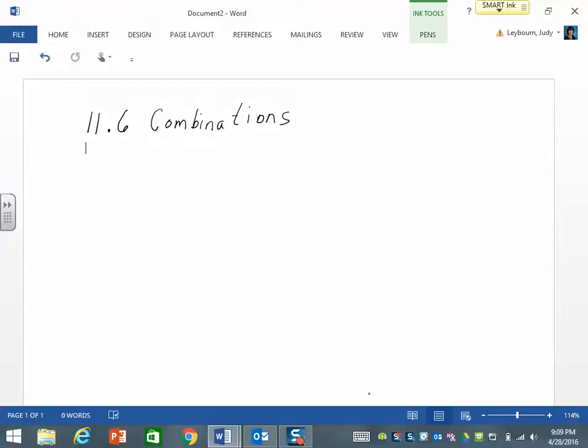This is section 11.6, Combinations. Combinations are selections from a set without regard to order. So for example, if we took the first letter of each of your first names, we have the set J, R, and Z. And that would be the same set as the set R, Z, and J. It's still the first letter of each of your first names.